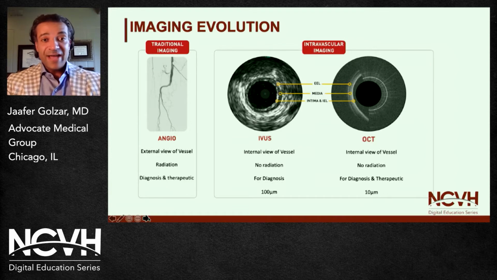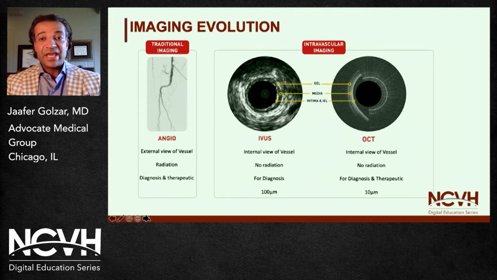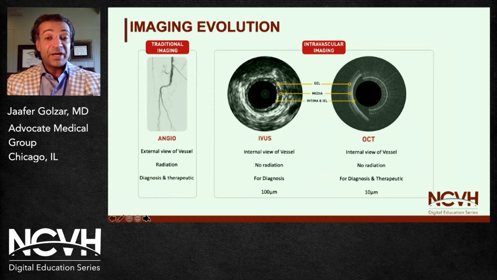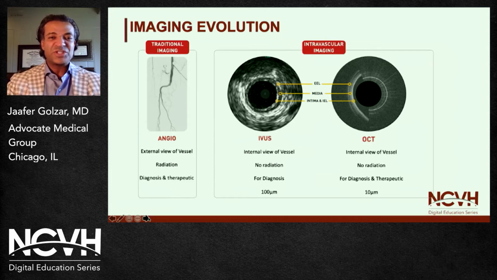Now, when we look at intravascular imaging, these are the two new ones on the block. So we have intravascular ultrasound as well as OCT. Both of these look at the vessel from inside out, so you can actually see what's going on inside of the vessel. There's no radiation exposure. Intravascular ultrasound can be used for diagnostic purposes and limited therapeutic purposes, mostly for reentry when we use the Pioneer device. And OCT is used for both diagnostic and therapeutic purposes. Now, as we'll discuss a little bit later, OCT has much higher resolution than intravascular ultrasound, but as we discussed before, this will decrease the penetration depth.